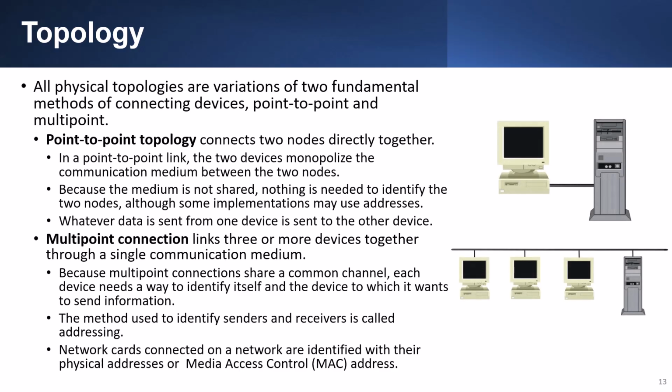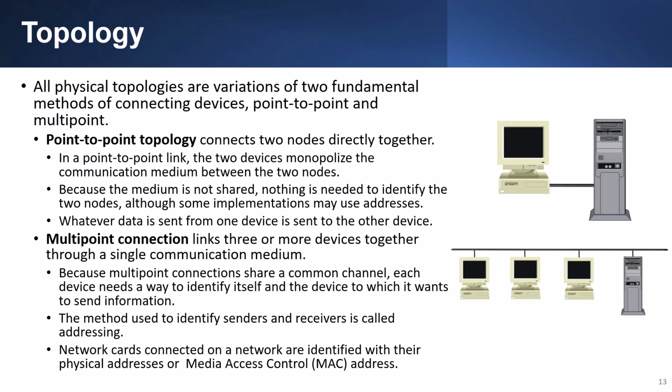All physical topologies are variations of two fundamental methods of connecting devices, point-to-point and multi-point. Point-to-point topology connects two nodes directly together. In a point-to-point link, the two devices monopolize the communication medium between the two nodes. Because the medium is not shared, nothing is needed to identify the two nodes, although some implementations may use addresses. Whatever data is sent from one device is sent to the other device.